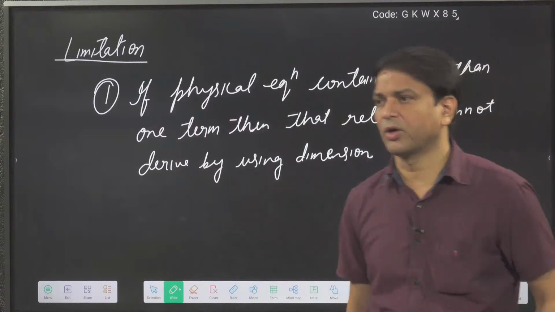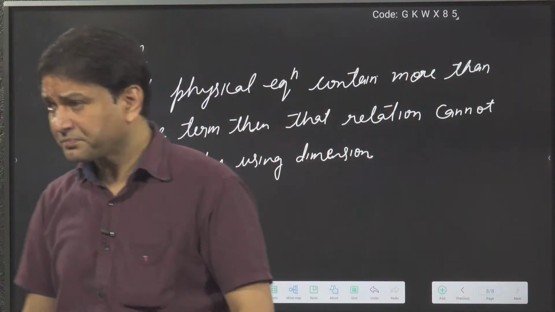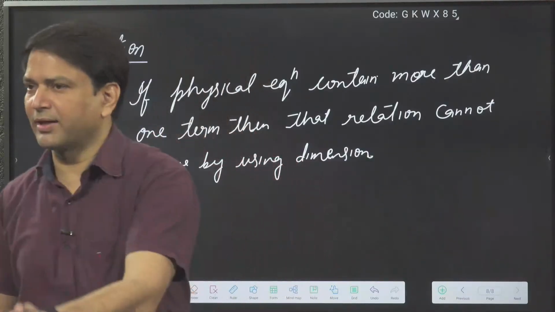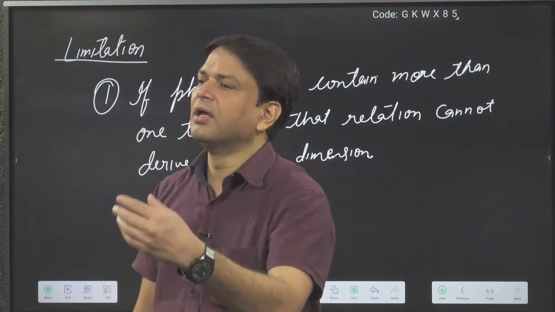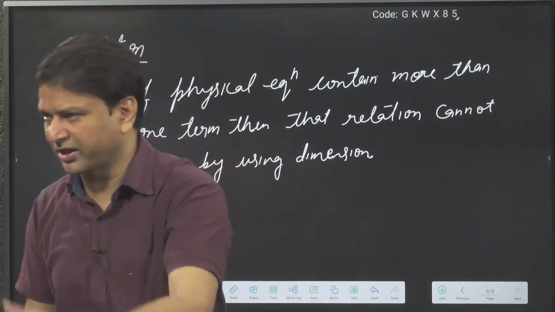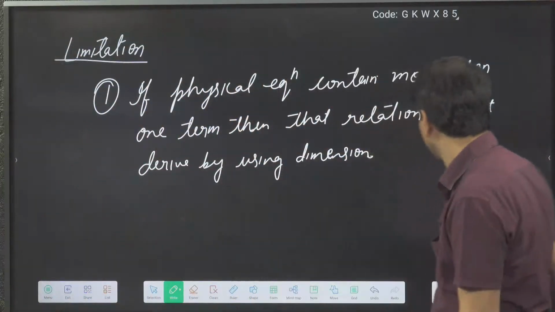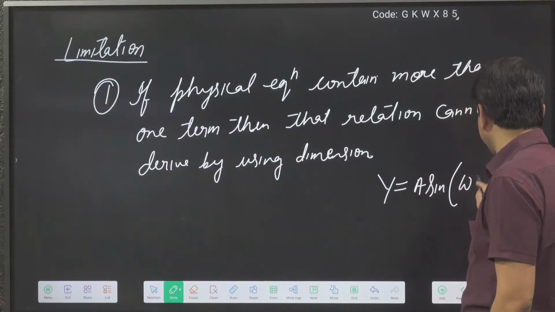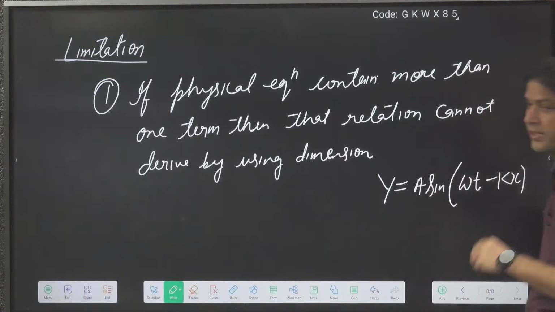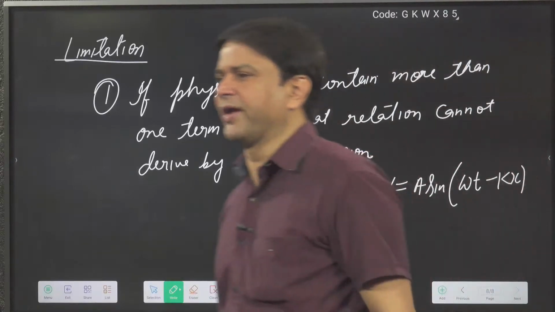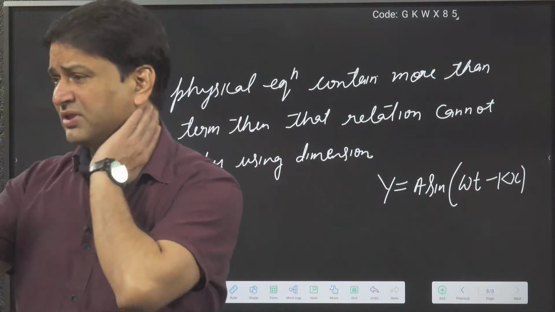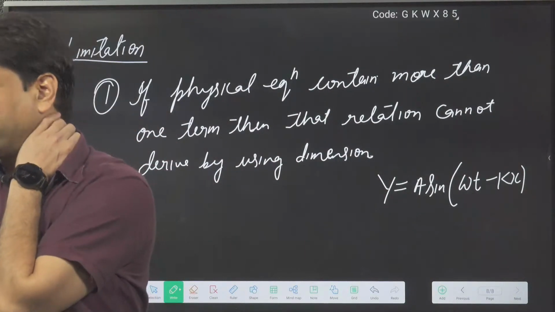Okay, this everybody got. Second thing, if any equation contains an exponential, log, or trigonometric function, the same three functions I mentioned. Same way, if I write the wave equation y is equal to a sine omega t minus kx, and I say that the displacement of the particle in the wave depends upon the amplitude, omega, time, and so on, then find the relation between the displacement and these quantities.